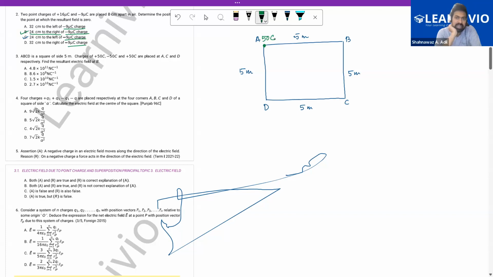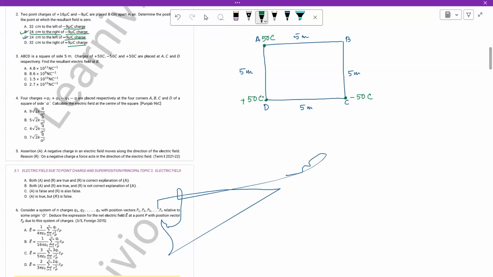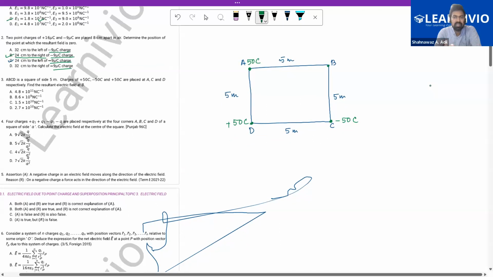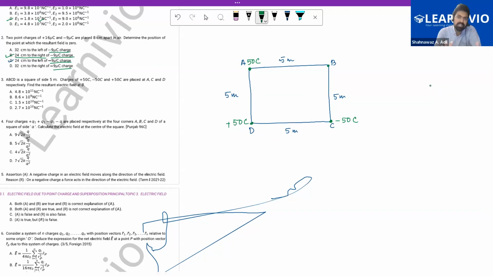Charge of -50 at C, and +50 at D. Find the resultant electric field at B. So we want to find out the electric field at B. If we write this in vectorial representation, this becomes very easy to solve.